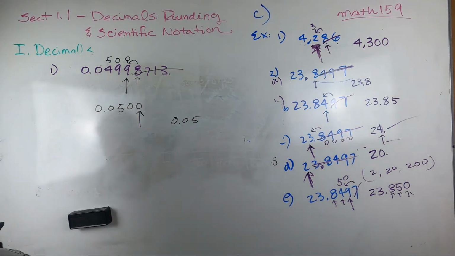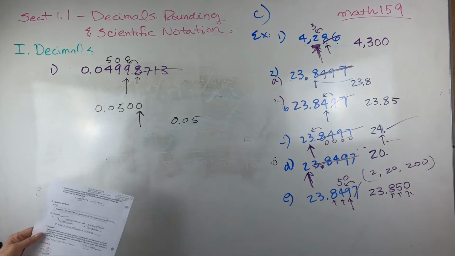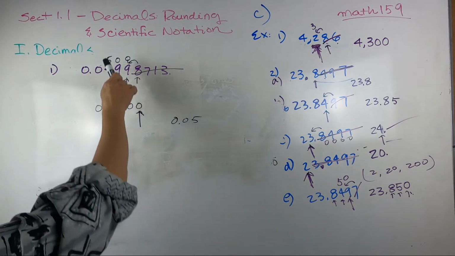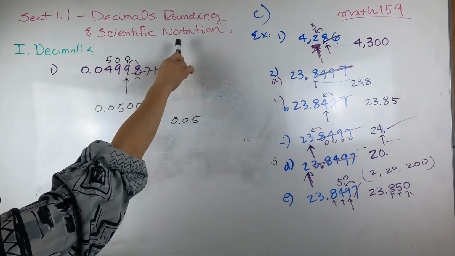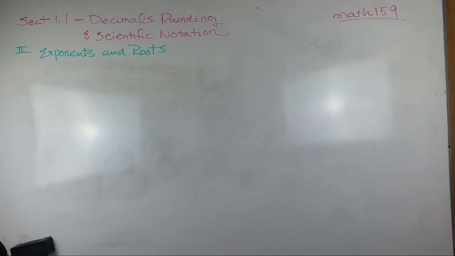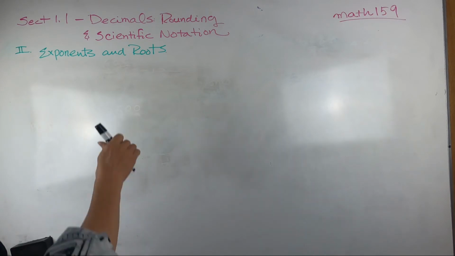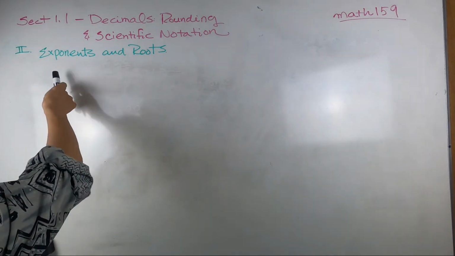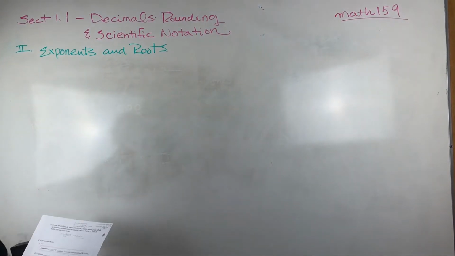Okay? That's about the decimals and roundings. So for section 1.1, we are going to talk about rounding, which we just did. Also, we are going to talk about something called scientific notation. So this section, we talk about two things. One is decimal roundings, we just did, right? Another thing is scientific notation. Before we can talk about scientific notation, we need to talk about something called exponents and roots.